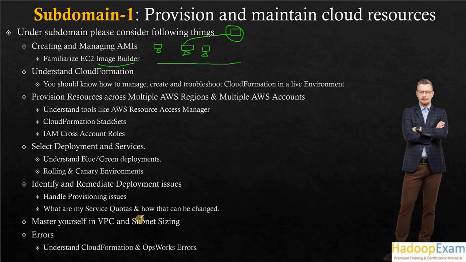You should know what my service quotas are, what my system limits are, and what I have set up. Master VPC subnet sizing. Whenever you launch a new account in AWS, you are always under a VPC. So you should know which VPC you are working in, and obviously you cannot directly work on a VPC.